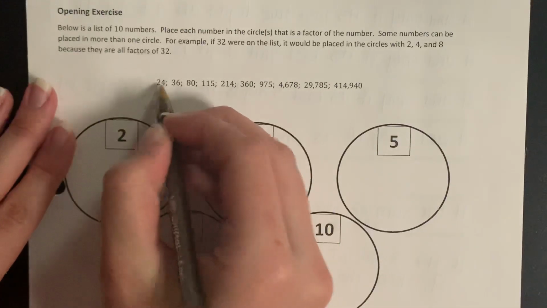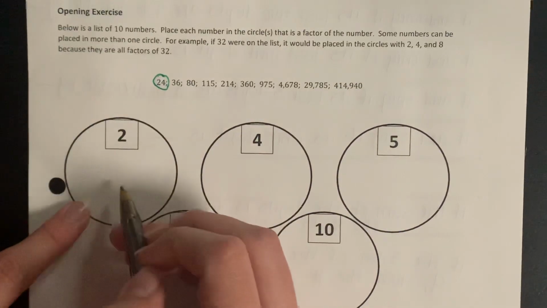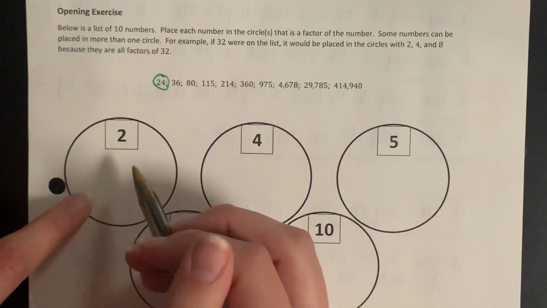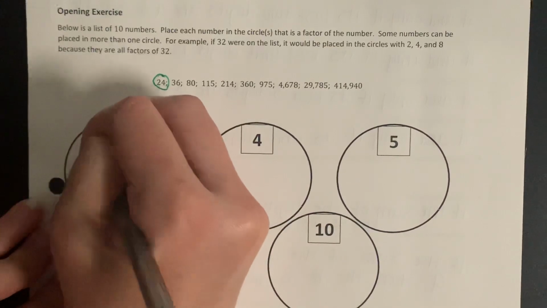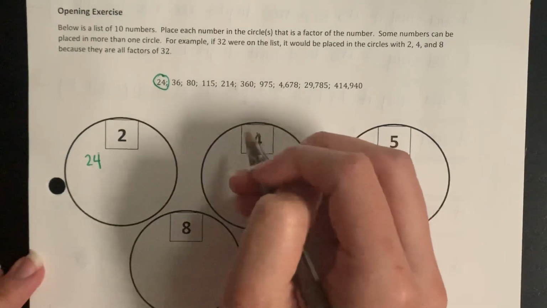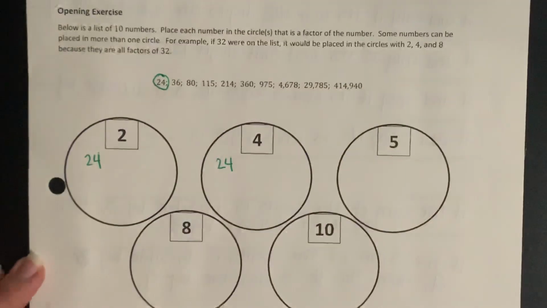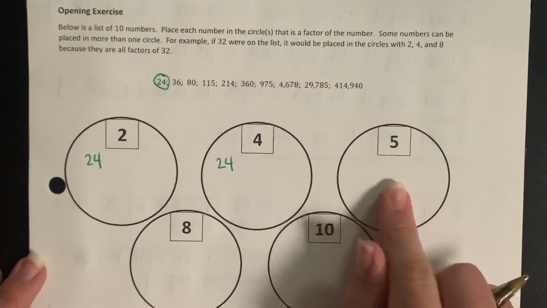Let's do 24 together. For the number 24, we're deciding, is 2 a factor of 24? In other words, is 24 divisible by 2? Yes. When we divide 24 by 2, we don't get a remainder. So we're thinking, does this go into 24 evenly? Yes. Is 4 a factor of 24? Yes. So I'm also going to write 24 in the 4 bubble. Is 5 a factor of 24? No. So we're not going to write it here.